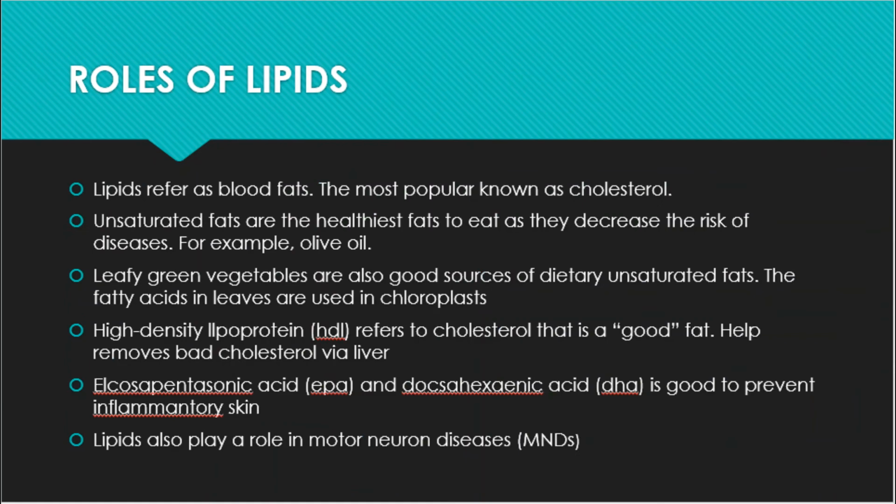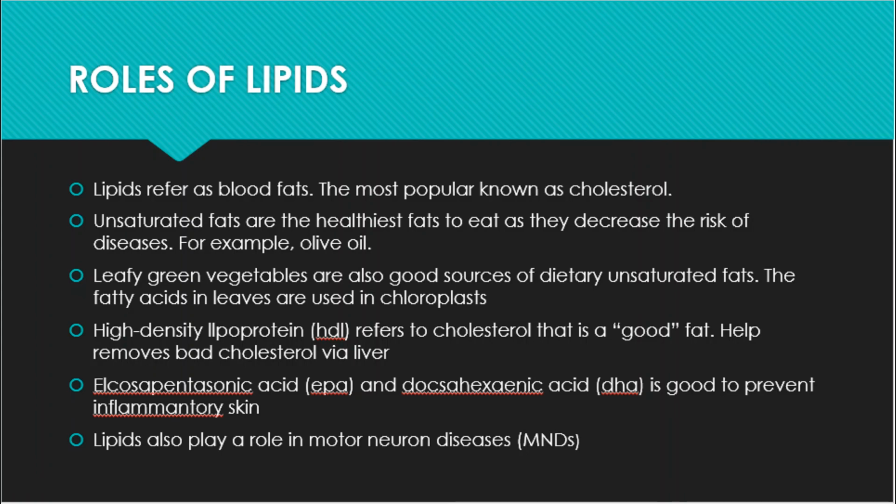These are the roles of lipids. Lipids are referred to as blood fats. The most popular lipid is known as cholesterol. Unsaturated fats are the healthiest fats to eat as they decrease the risk of disease. For example, olive oil. Leafy green vegetables are also one of the good sources of dietary unsaturated fats.